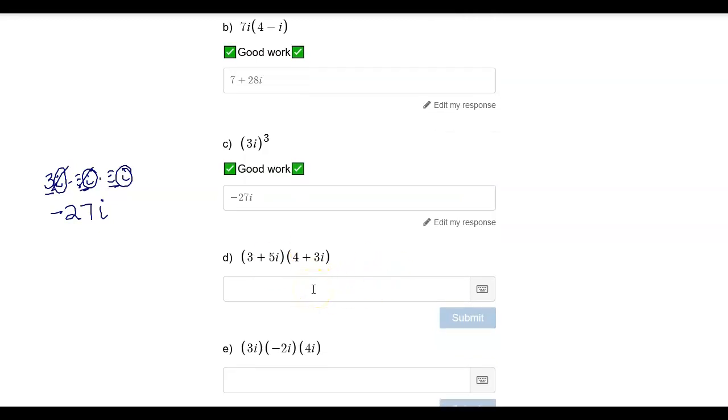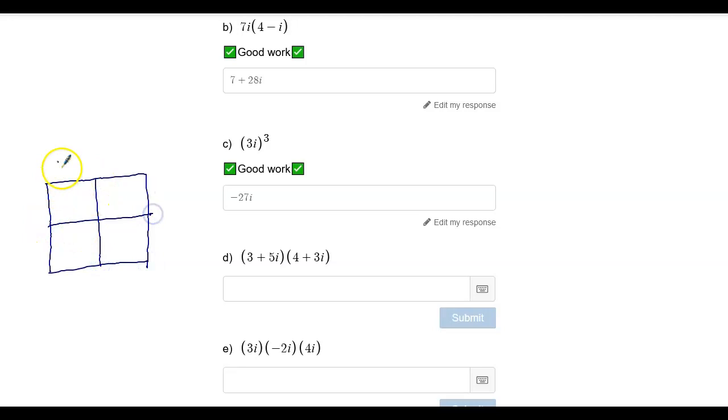Okay, for D, we're multiplying this time, so you can use the area model if you choose. I know that we've kind of focused on that a lot for multiplying complex numbers. So I'm going to put the 3 and the 5i on the top, and I'm going to put the 4 plus the 3i on the side, and then just distribute. So this is 12 plus 20i, and then this is positive 9i, and then this is positive 15, and then we have the i squared, but that's going to change that sign to a negative.